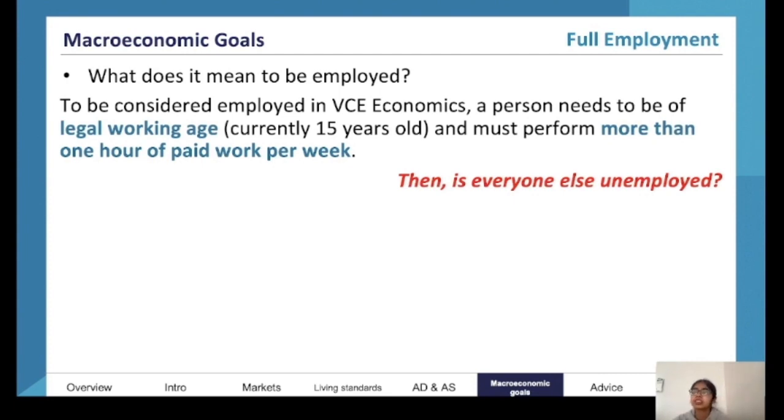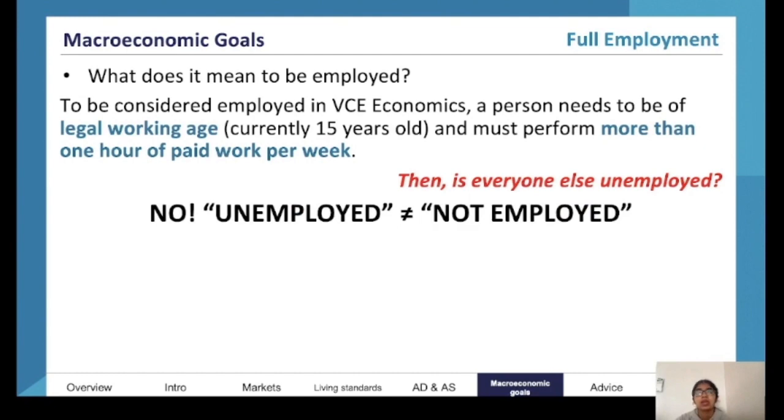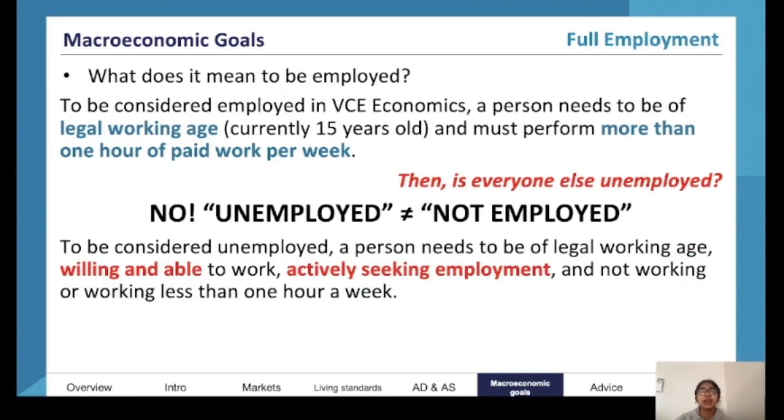But that doesn't mean that everyone else who's not considered employed is unemployed. That's actually not the case. That's where it gets a bit confusing. Unemployed is not the same as not employed. It's completely different. To be unemployed, we have a very clear definition. A person needs to be of legal working age, so at least 15. They should be willing and able to work. They need to be actively seeking employment, so there's a number of minimum job interviews and job applications they should be doing. And they should be working less than 1 hour a week or not working at all. So it's a very, very strict definition. There's quite a few people who are not employed, but they're not classified as unemployed because they don't meet all the conditions of this.